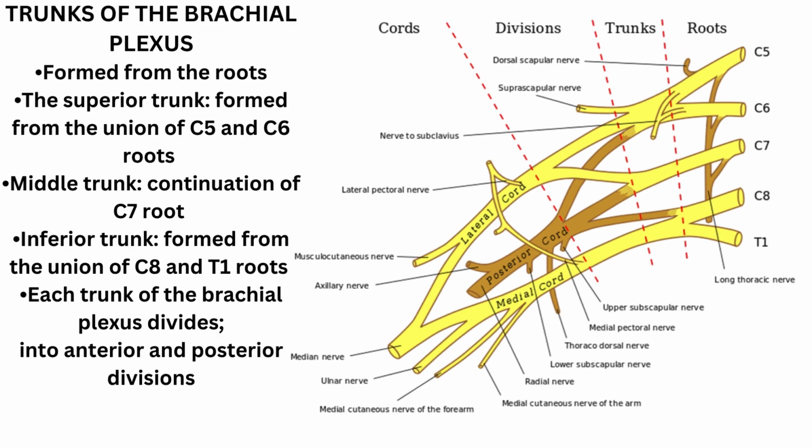Trunks of the brachial plexus are formed from the roots in the inferior part of the neck. The superior trunk is formed from the union of C5 and C6 roots. Middle trunk is the continuation of C7 root, while inferior trunk is formed from the union of C8 and T1 roots. Each trunk of the brachial plexus divides into anterior and posterior divisions as the plexus passes through the cervicoaxillary canal posterior to the clavicle.